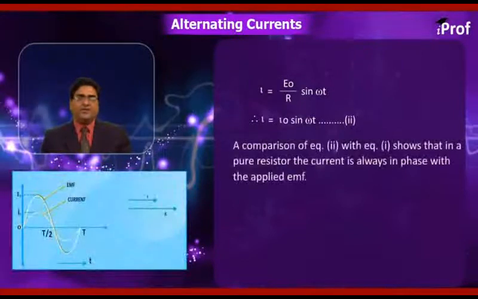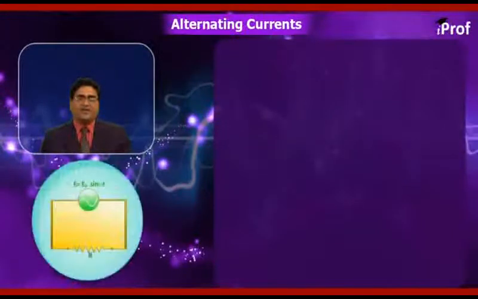A comparison of equation 2 with equation 1 shows that in a pure resistor the current is always in phase with the applied EMF. Figure A shows this phase relationship graphically, while figure B is the corresponding phasor diagram.